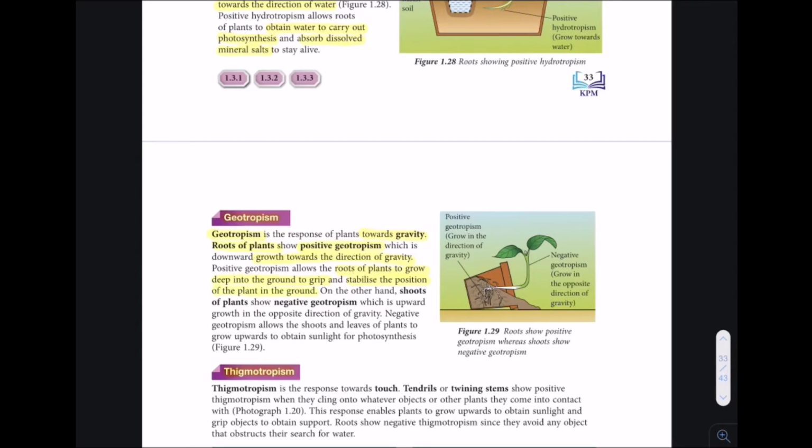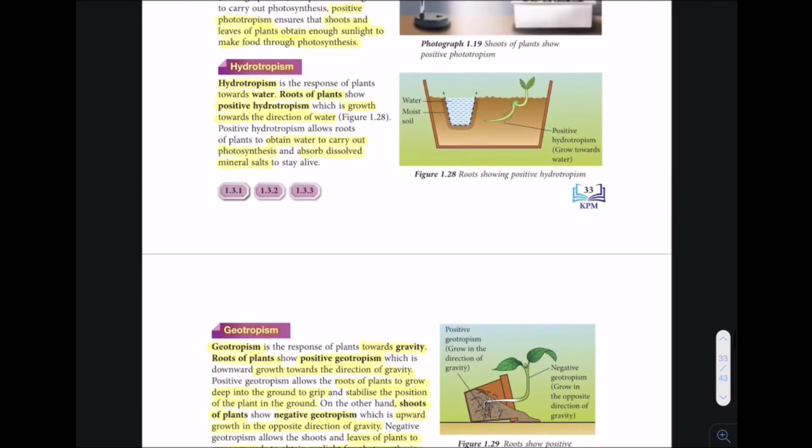On the other hand, the shoots of the plants show negative geotropism, where they grow upward, in the opposite direction of gravity. The importance of negative geotropism for the shoots is that it allows the leaves of the plants to grow upwards to obtain sunlight for photosynthesis.